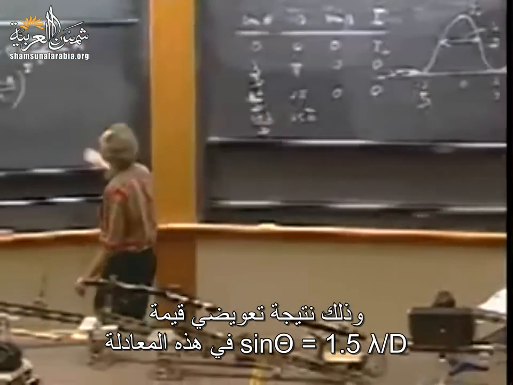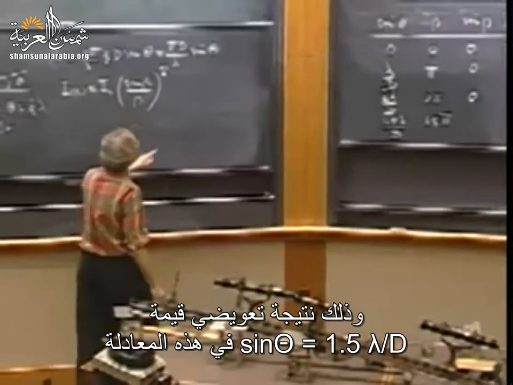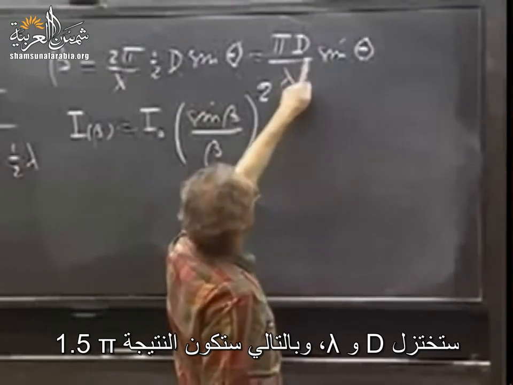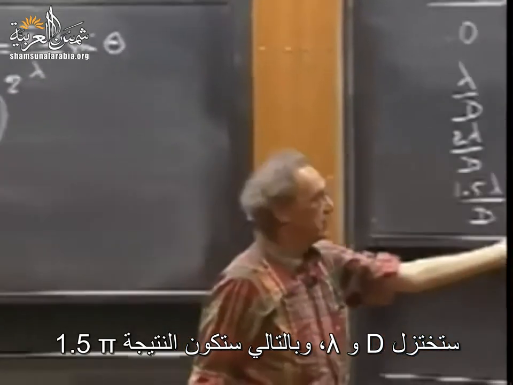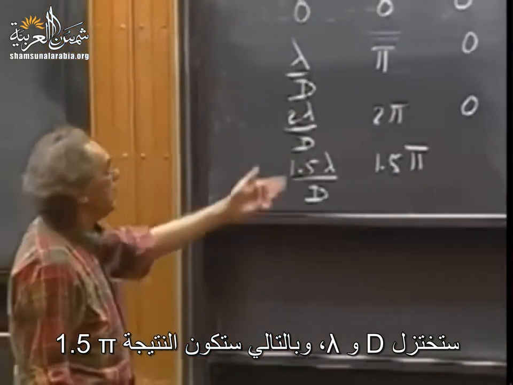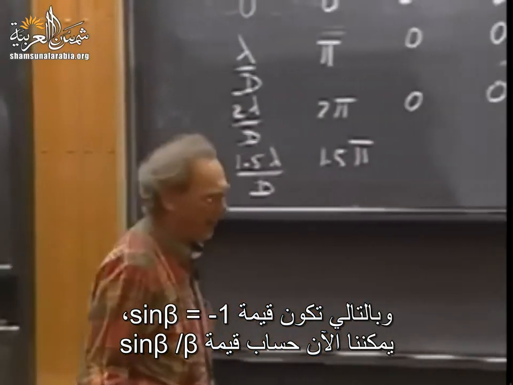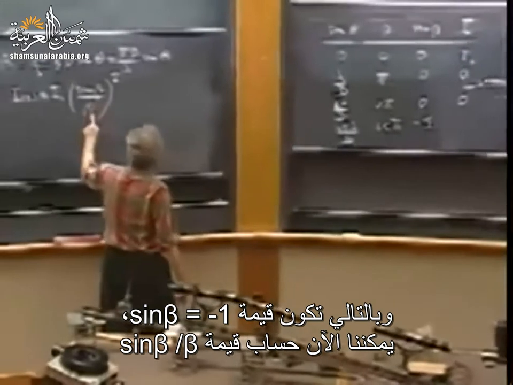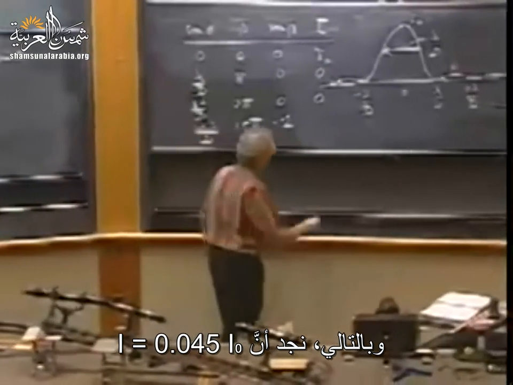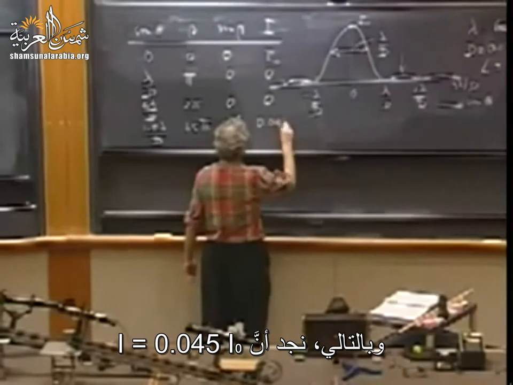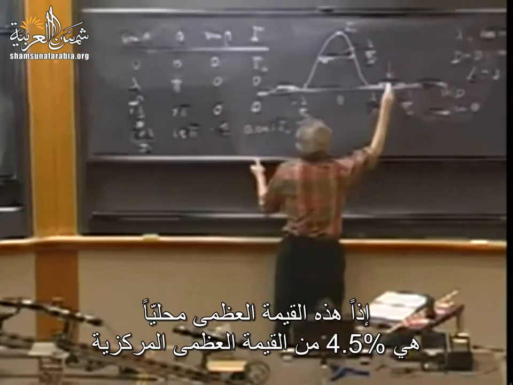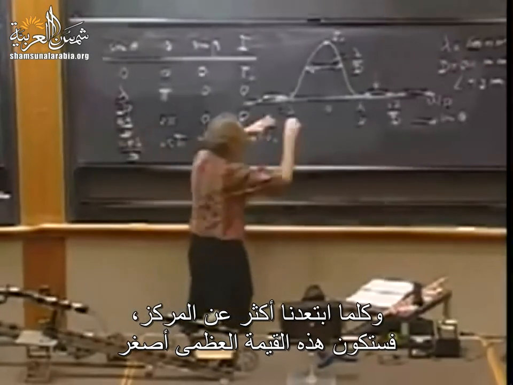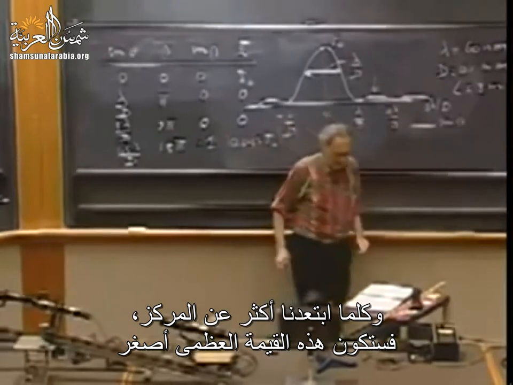I can go to this equation, and I put in for sine theta 1.5 lambda over d. So the lambda and the d cancel, you get 1.5 pi. Straightforward, just turning the crank. So now you have beta, and you can calculate what the sine of beta is, which is -1. And so now you know what the sine of beta divided by beta is, and you'll find 0.045 times I0. So this mini-maximum is 4.5% of the central maximum. And when you go further out, these maxima are even smaller.